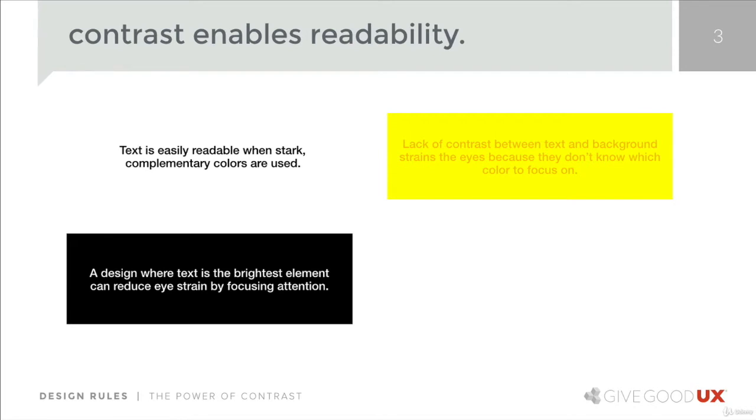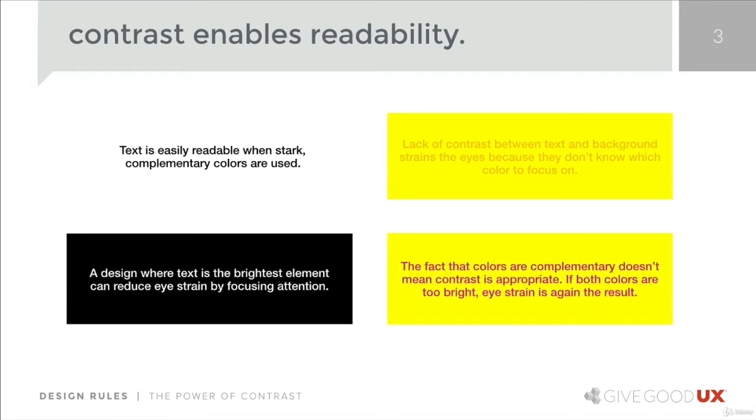There's no dominance. And just because colors are complementary doesn't mean that contrast is appropriate. If both colors are too bright, as they are here, eye strain again is the result. I talked about saturation in the last section. When saturation is too great, same problem. It's very hard for us to settle on one thing because they are both screaming for our attention.